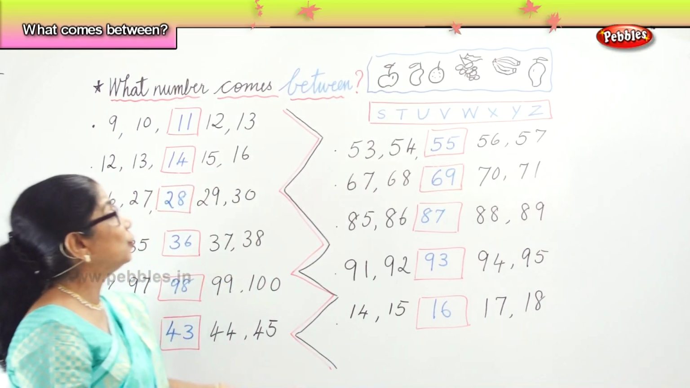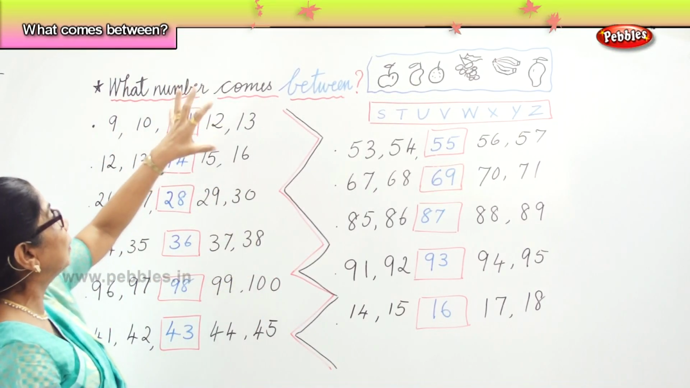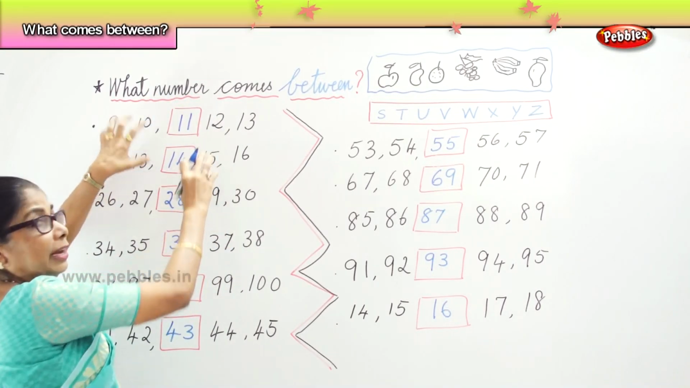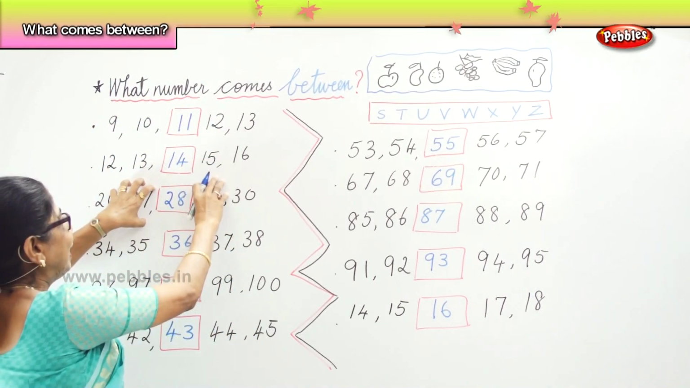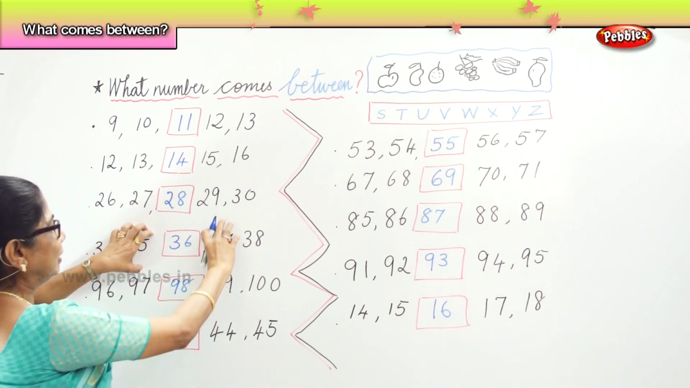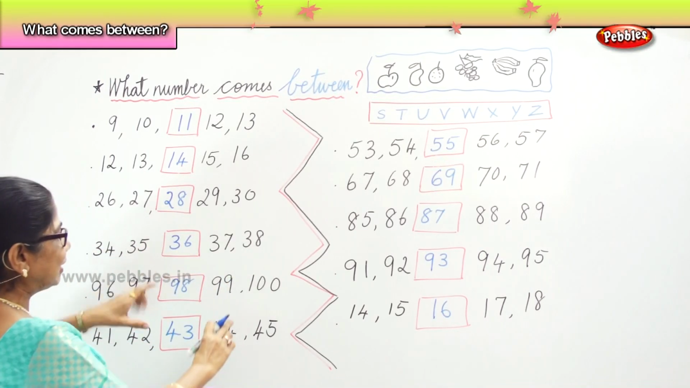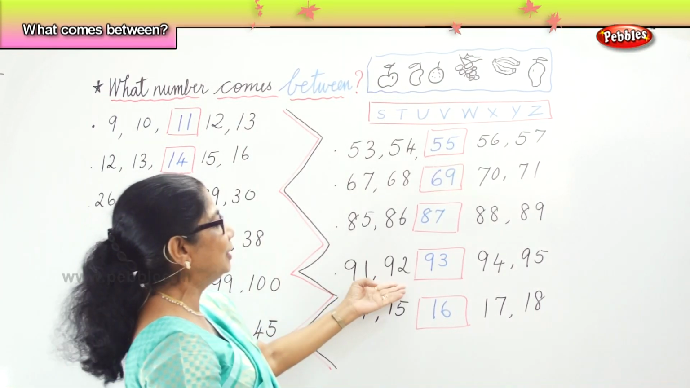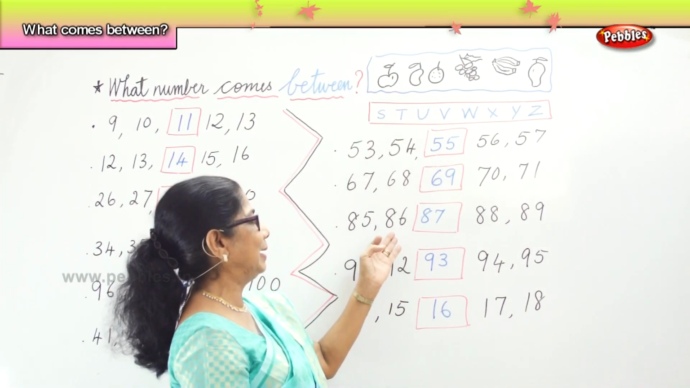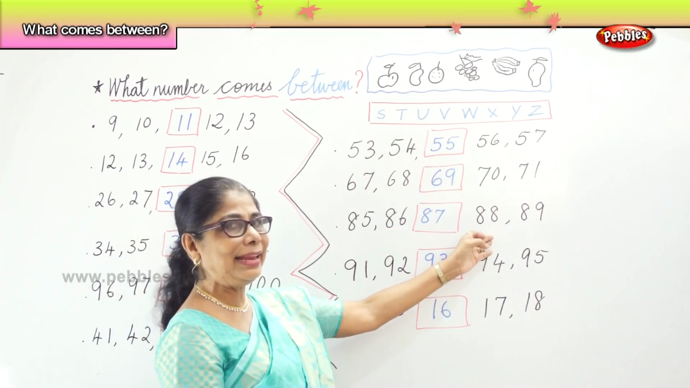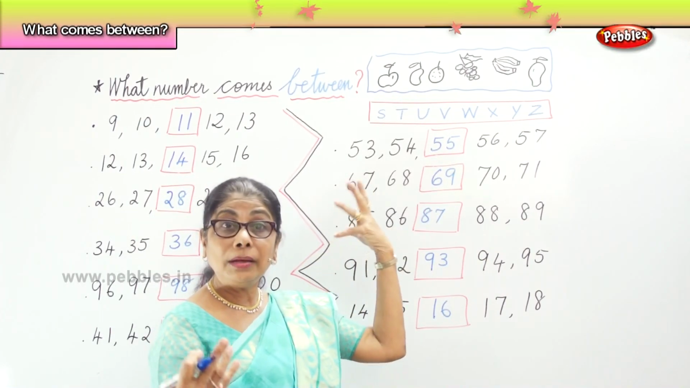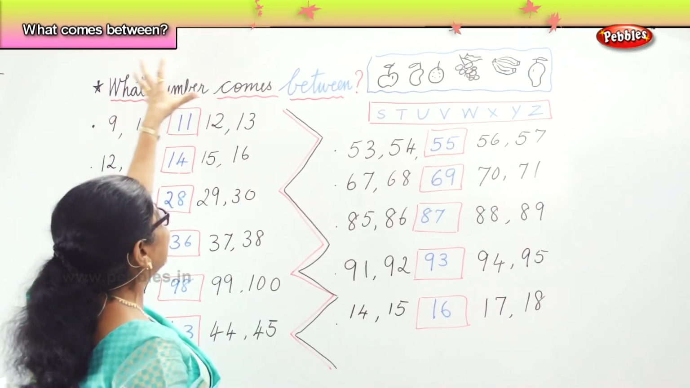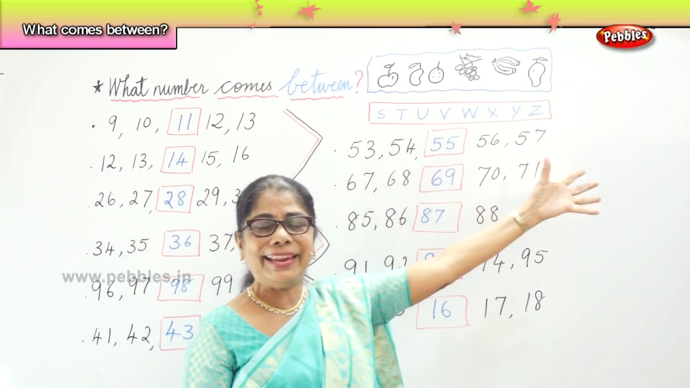We learn to write what number comes between 10 and 12, 11. 13 and 15, 14. 27 and 29, 28. 35 and 37, 36. 97 and 99, 98. 42 and 44, 43. 92 and 94, 93. 86 and 88, 87. So we learn to write, count in our mind and say what number comes between. And we did it.